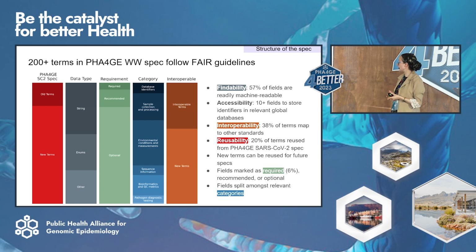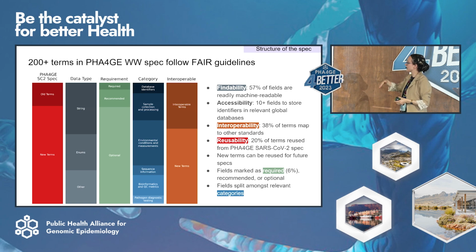Further, approximately 40% of the terms in our spec map to current other global standards, and as more standards come to be used, we can also continue to make these mappings between our standard and other global wastewater standards. In addition, about 20% of the terms from our spec are terms that are actually used in the PHA4GE SARS-CoV-2 spec. And this implies not only that that spec was reusable, but that our spec will also be reusable. And I imagine this in particular being relevant for other environmental samples, as well as other metagenomic sequencing approaches, where some of the terms that we are coining now, and 80% of them we are coining now, so that's a decent amount of effort, will now decrease how much effort it takes to create future standards.